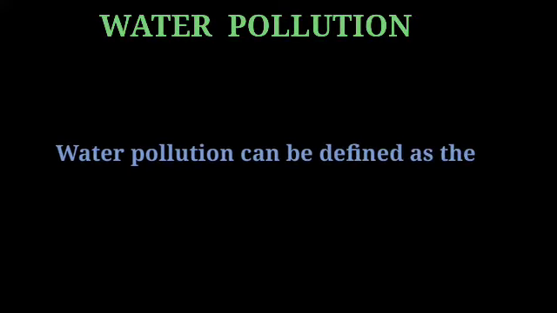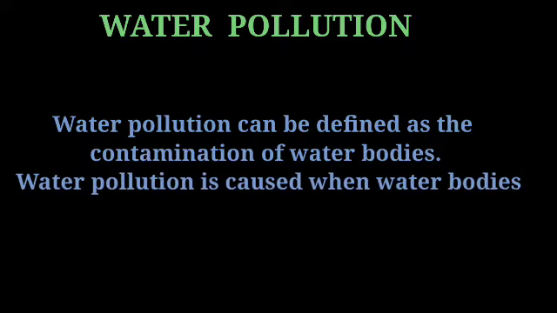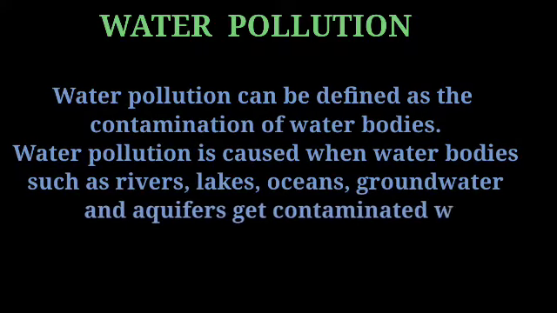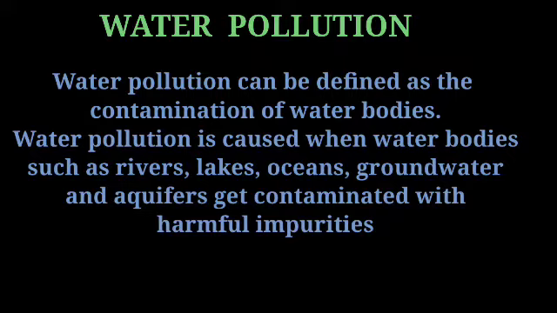Next topic is water pollution. Water pollution can be defined as contamination of water bodies. Water pollution is caused when water bodies such as rivers, lakes, oceans and groundwater get contaminated with harmful impurities, bacteria, and dirt particles which are released from domestic uses, agricultural farmland, and factories. These are very harmful for the health of living organisms.